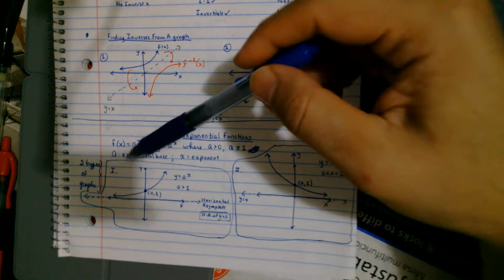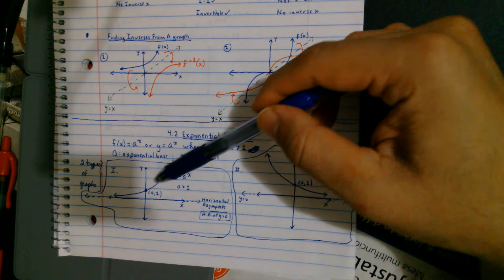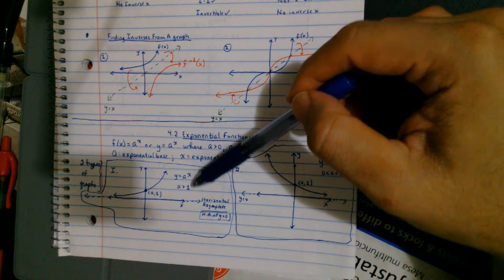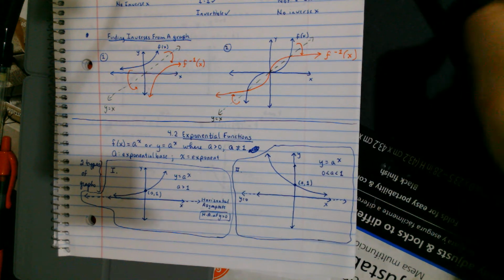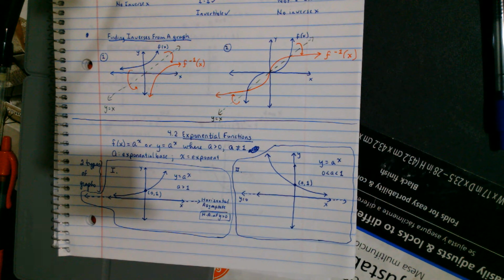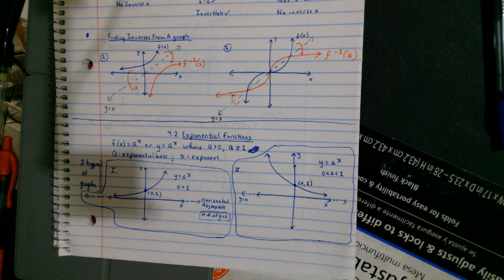So this graph is increasing, going upward, if the base is bigger than 1. The graph is going downward if it is less than 1. So essentially that's how you look at it. Those are the two base graphs, of how this thing comes about. So let me see if I can show you here.